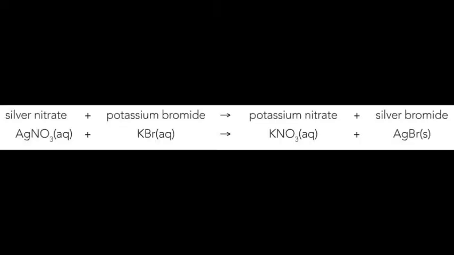Precipitation reactions happen when soluble substances react together to form an insoluble product, called the precipitate. For example, silver nitrate and potassium bromide are soluble. Their solutions react together to form insoluble cream-colored silver bromide.